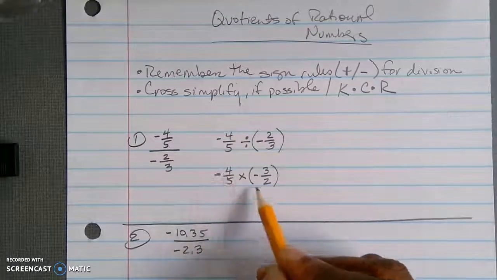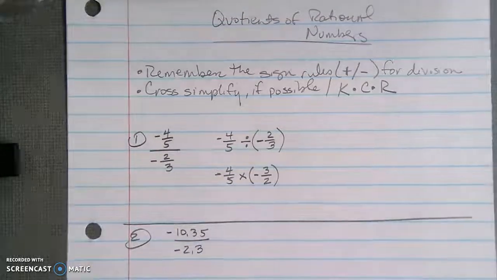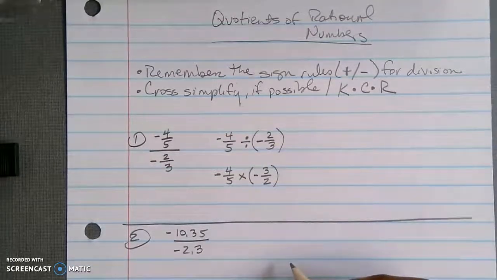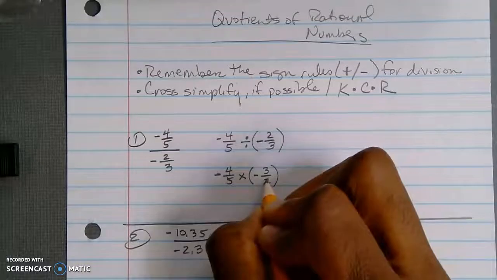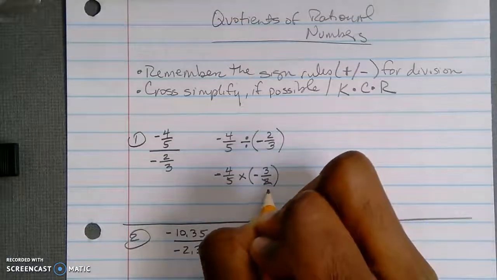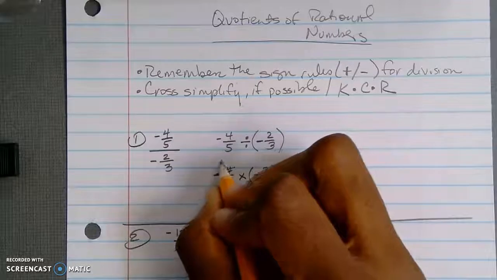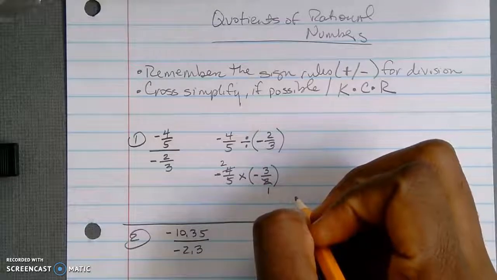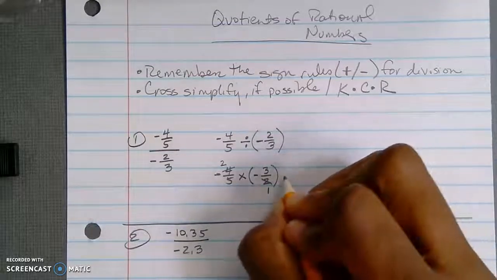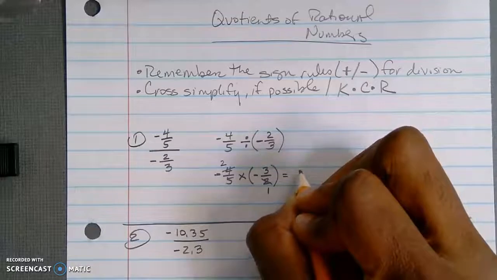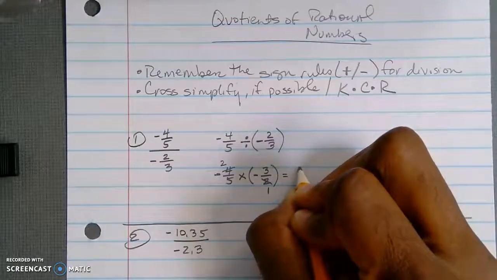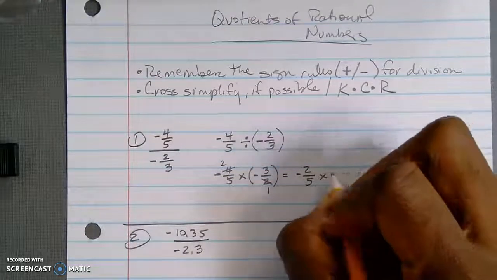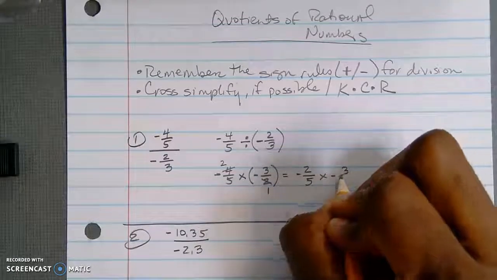However, between 4 and 2, are there common factors? The greatest common factor of 2 and 4, I'll give you a moment to think about it. Absolutely, the greatest common factor between 2 and 4 would be 2. 2 divided by 2 is going to be 1. 4 divided by 2 is going to be 2. I have cross-simplified. Now I want to go ahead and multiply across. If I multiply across, that is going to be negative 2 over 5 times negative 3 over 1.